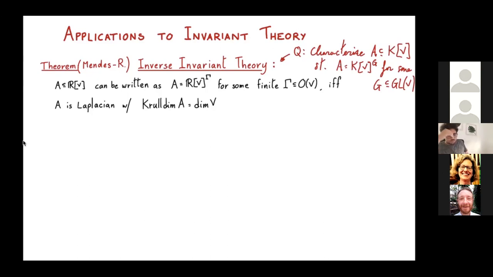So let me walk you through the statement. Essentially, it gives you exactly an if and only if condition for a polynomial algebra to be written as the algebra of invariant polynomials for some finite group of isometries. And the if and only if statement is that this happens if and only if the algebra is Laplacian and it has co-dimension zero, so the dimension of the ring is the same as the dimension of the vector space.